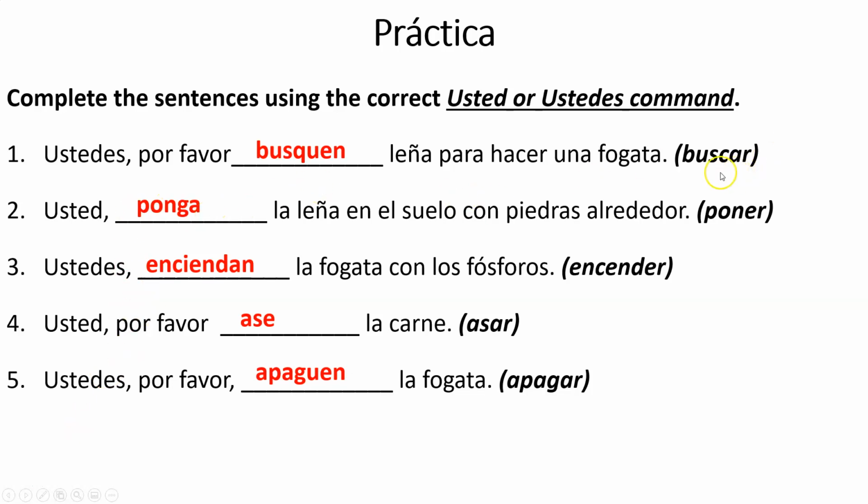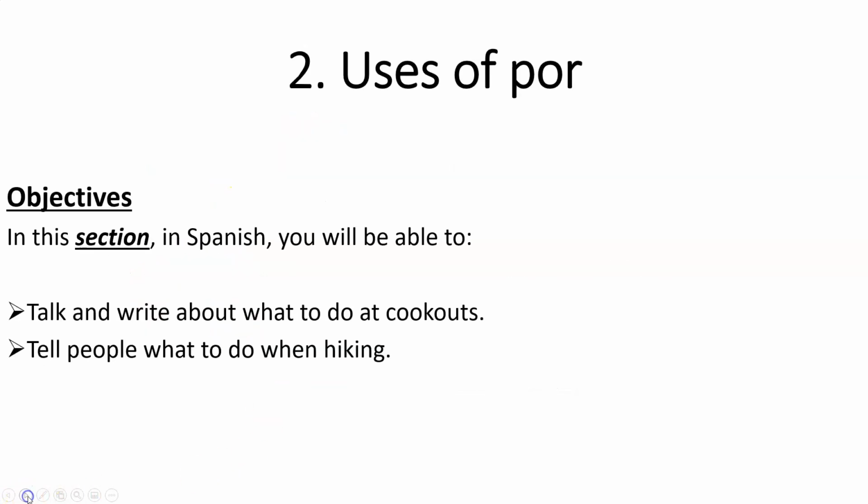So put it in the yo form, drop the O, opposite ending, but sometimes we have C changes to QU, G changes to GU, and sometimes we have weird yo forms like pongo and siendo, stem changing verbs. So always put it in the yo form, drop the O, opposite ending.